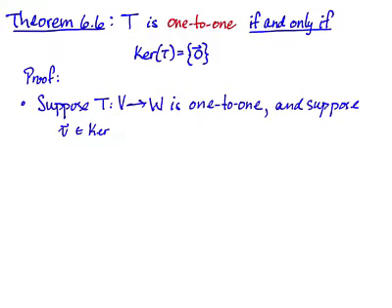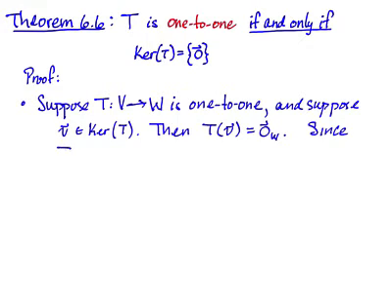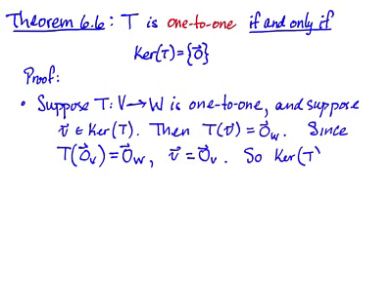Let's take a vector v in the kernel of T. T of that vector has to be the zero vector in W. But we also know that the zero vector from V got sent to the zero vector in W. That's one of the properties of linear transformations. But we know T is one-to-one, so those two vectors have to be the same. So we just grabbed an arbitrary vector in the kernel, and we showed that it had to be the zero vector, so that means that the kernel of T just contains the zero vector.